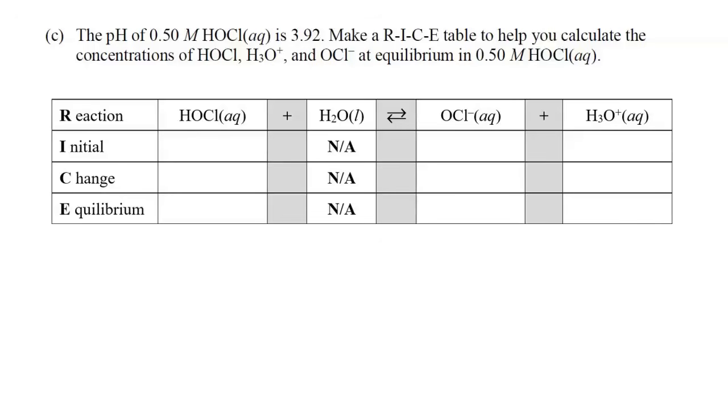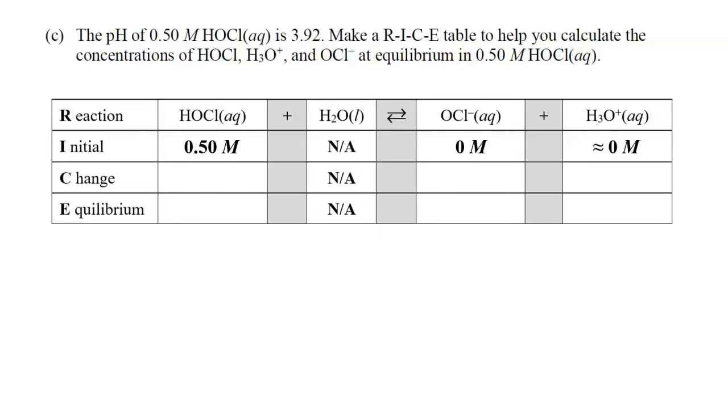That would be the reaction between molecules of hypochlorous acid and molecules of water to produce the conjugate base, OCl-, and the hydronium ion. Since we are given that the initial concentration of hypochlorous acid is 0.50 molar, that goes into the initial row of the table. Initially, before the reaction takes place, the concentration of the hypochlorite ion is 0. And the concentration of the hydronium ion is very, very small. It's approximately 0.